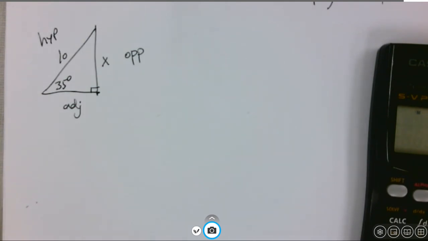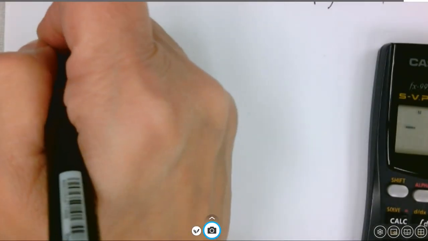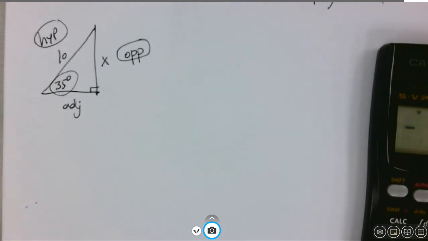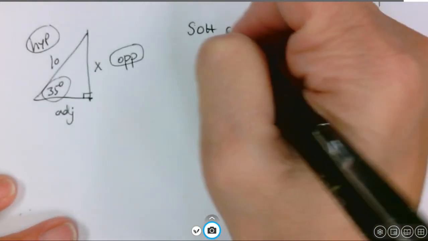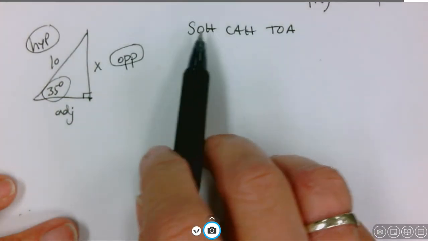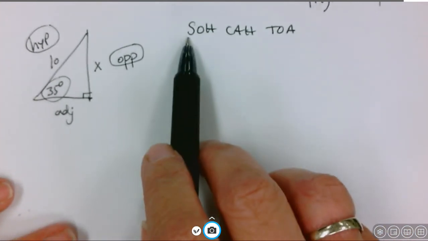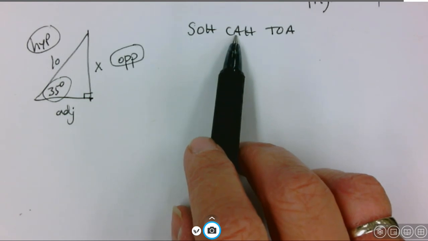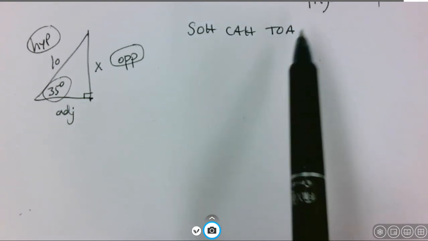I look at what I have and what I need. So I need the opposite. That's what I'm looking for. I have the hypotenuse and I have this angle. So I've got these three things. So I write the tool SOHCAHTOA, which helps me to remember that there are three trig ratios, sine, cos, and tan. Sine is equal to the opposite divided by hypotenuse. Cosine is adjacent divided by hypotenuse, and tan is opposite divided by adjacent.